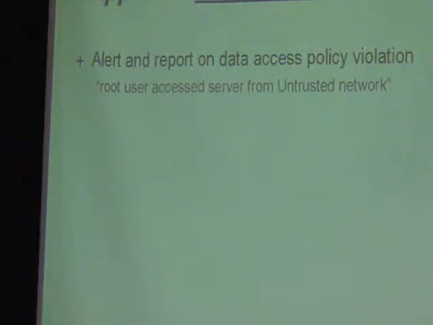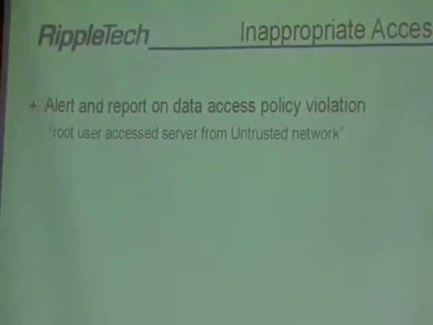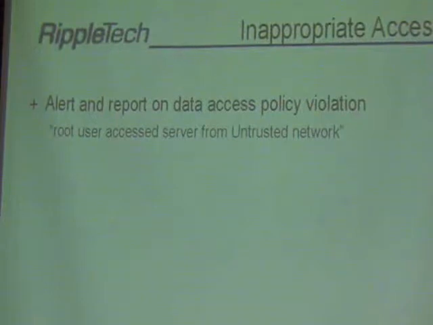This is another use case we get all the time: our super users or our application users should only be connected from trusted networks and not from untrusted networks. So you should be able to create data access policies, so that when user John's ID gets used from somewhere else, or user root connects from a system where he's not supposed to be connected, or from an untrusted network, that should be cause for an alarm.